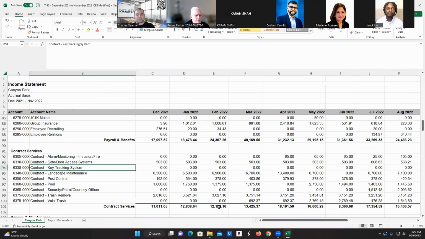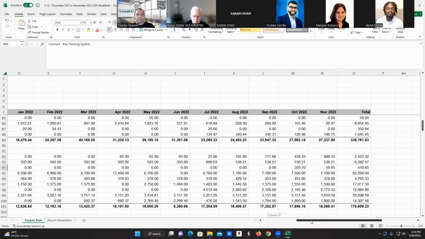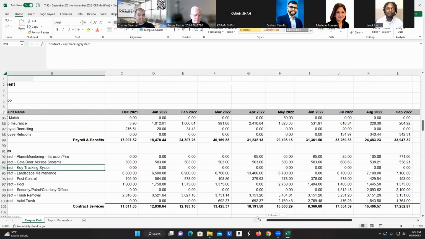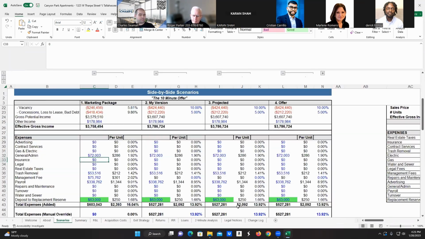Okay, then our next one here, key tracking system. It's tough to tell exactly what this is, but based on the infrequency and the amounts, I'm guessing that's probably some type of repair item. So I'm going to just throw that in our repair and maintenance total.